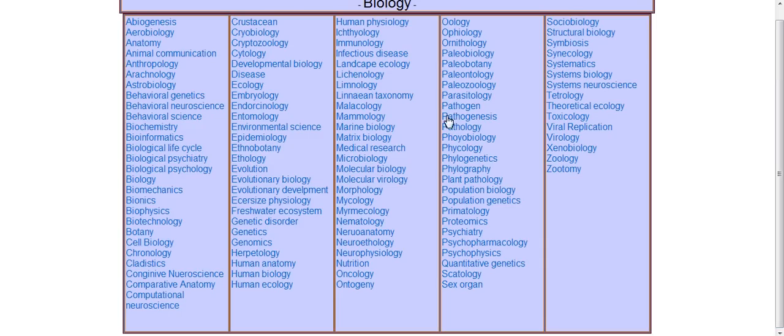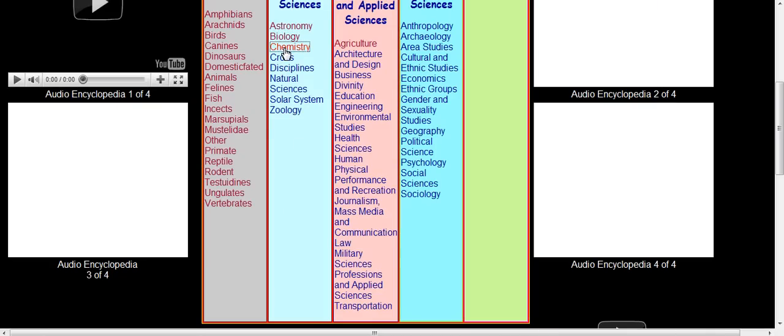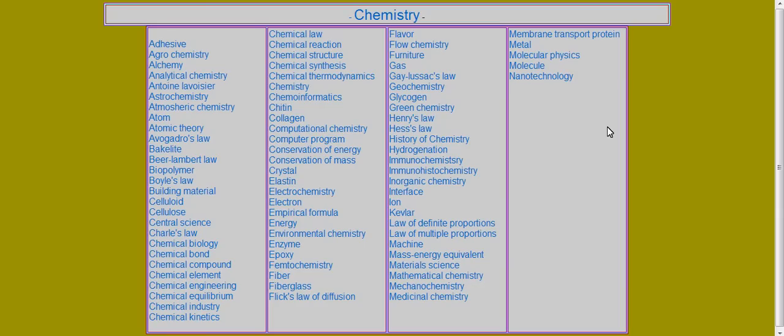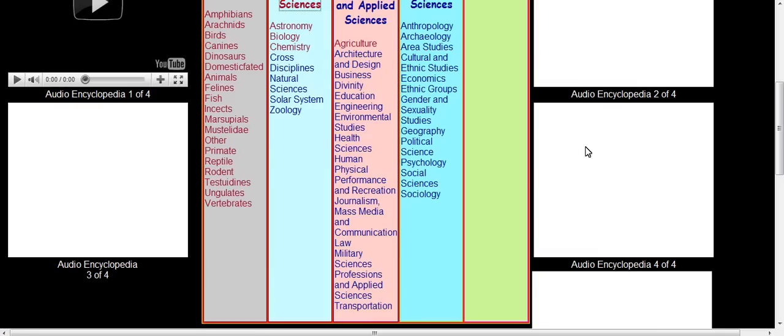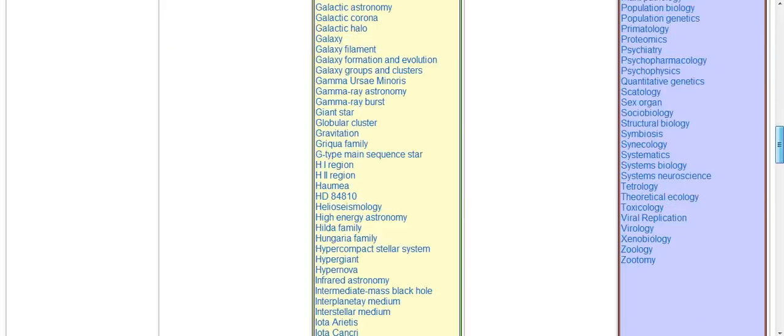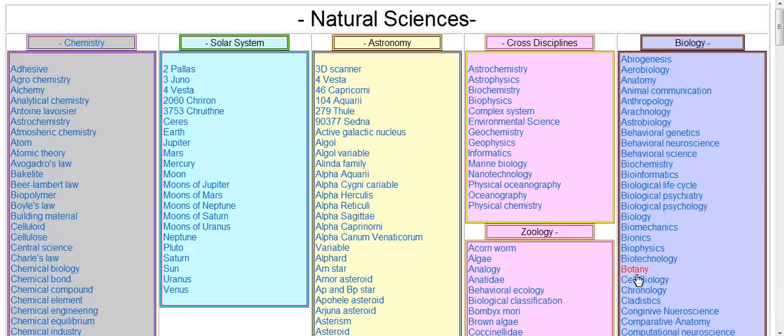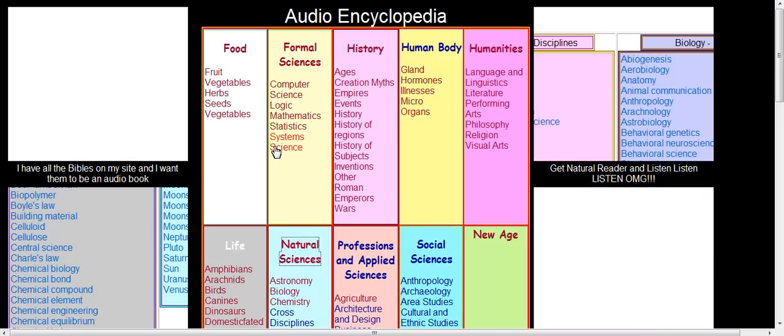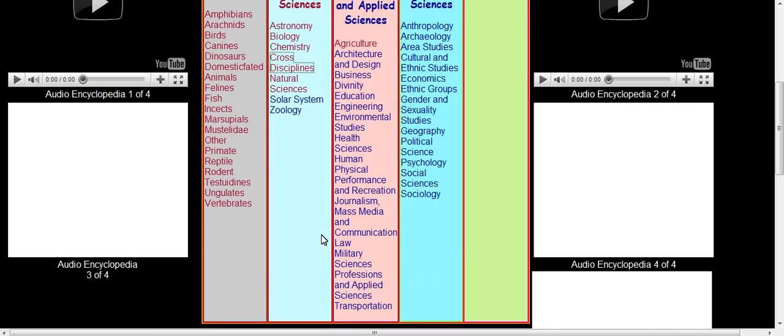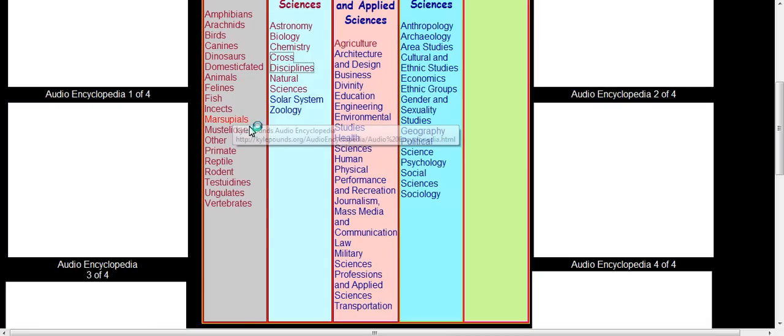Biology. There are lots of different subjects in biology: bioinformatics, genetic disorder, neuroanatomy. And then chemistry. We have all the different kinds of chemistry subjects in here. And look at all the different kinds of sciences we have. Whoa! Astronomy is the biggest one. As you can see, it's gigantic. And then you have cross-disciplines. Did you know that you have cross-scientific fields, like astrochemistry? The mix between astronomy and chemistry, you have to learn both of them and then become good at both of them. Astrophysics, biochemistry, biophysics, complex systems, geochemistry, geology and chemistry. But there are not that many of them, as you can see.